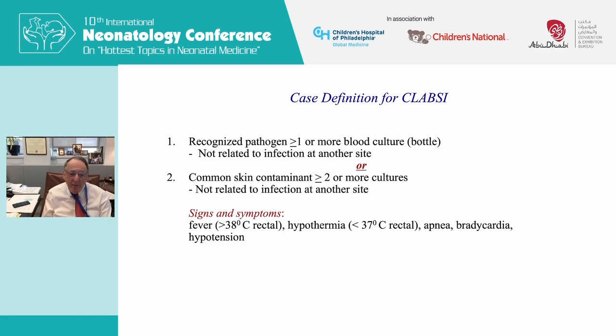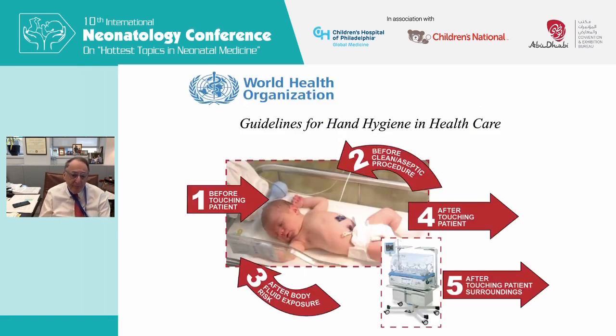Or you can have a common skin contaminant like coagulase negative staphylococcus. But there you need at least two positive blood cultures, again, not related to infection at another site. And there are often associated signs and symptoms: fever, hypothermia, apnea, bradycardia, or in severe infections, hypotension.